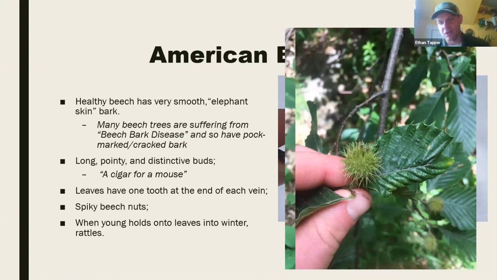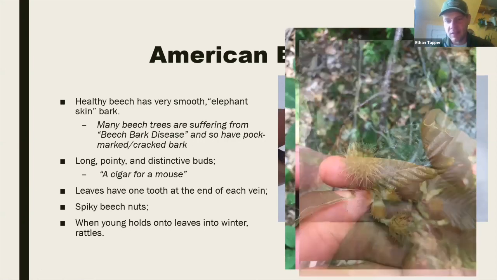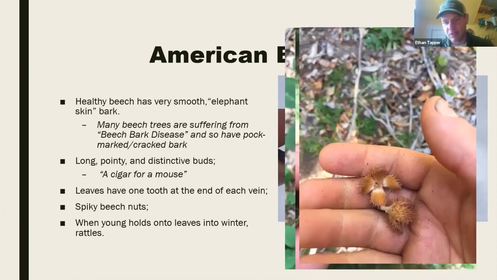They also have these really cool spiky beech nuts, which bears really like, and turkeys and deer and everything. That's what they look like when they break apart, and there'll be 2 or 3 beech nuts in there.